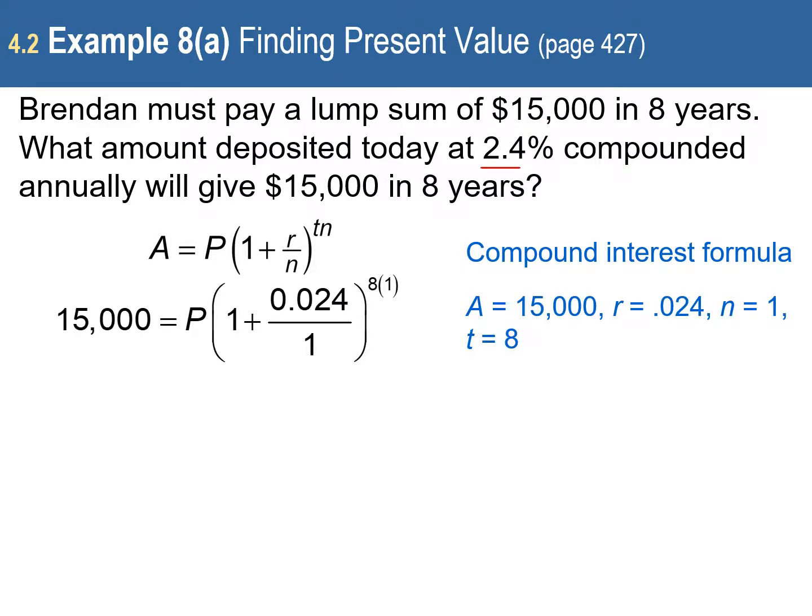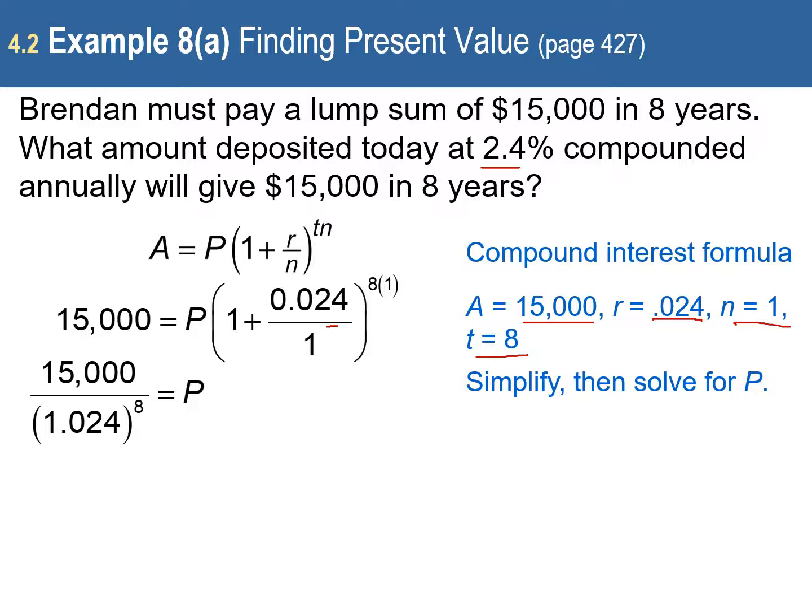Now you know A is 1,500 because that's what he's got to pay. His R is 2.4 divided by 100, or 0.024. N is 1 because it's compounded annually, and the time is 8. So the formula is 1,500 is equal to P times (1 plus 0.024 divided by 1) to the 8th.